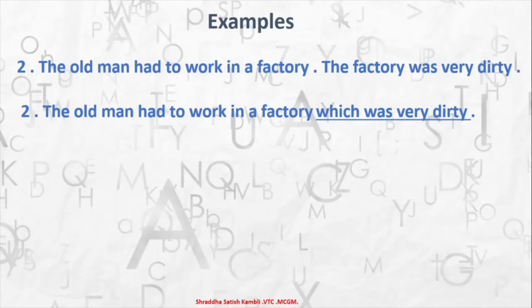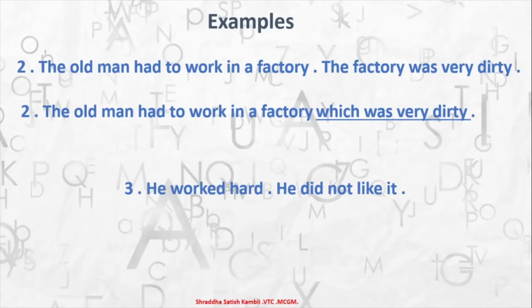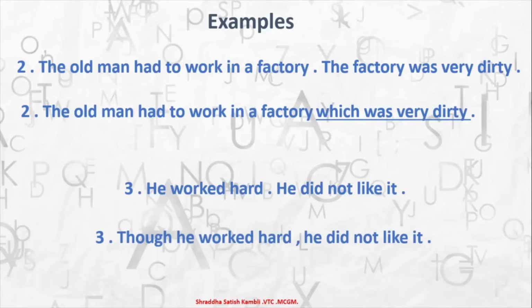Okay, moving on to one more example. He worked hard. He did not like it. So here we say, though he worked hard, he did not like it. So it is an adverb clause now. Though he worked hard. Alright, how did he work? He worked hard. So these are all the ways in which you combine two simple sentences to form a complex sentence. Okay, children, so this was, you can say, the explanation part of this particular lesson.